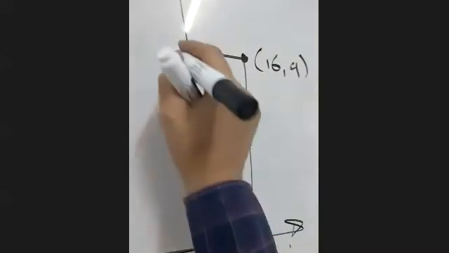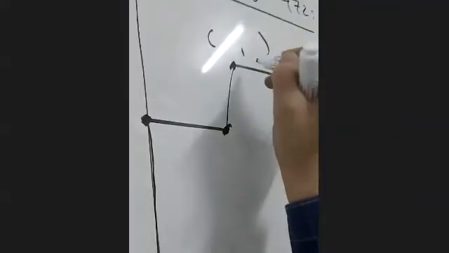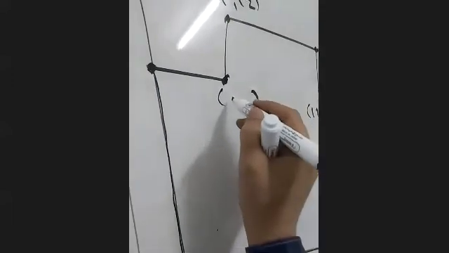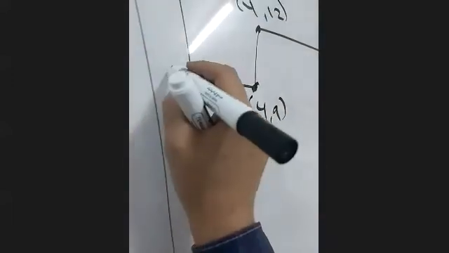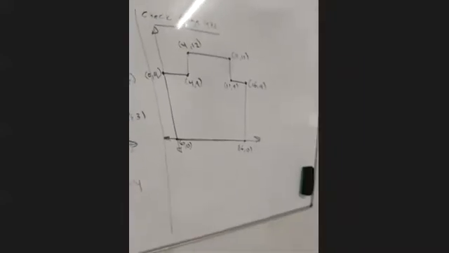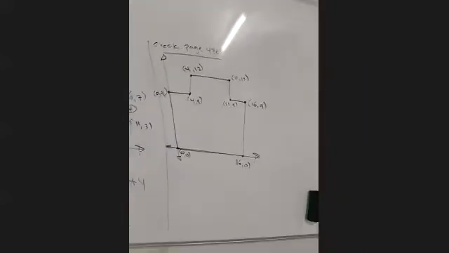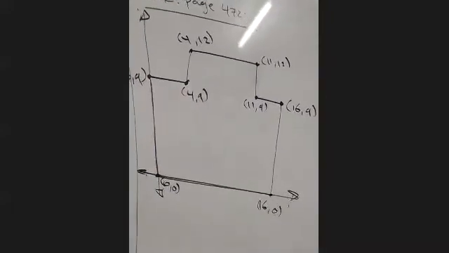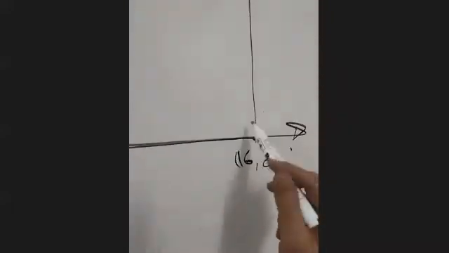Here, 11 and 9. Here, 11 and 12. Here, 4 and 12. And here, 4 and 9. Here, 0 and 9. Good. We put the points now. They are already in your book. This figure is already graphed in your book. What we want to do is find the perimeter of all of this park here.